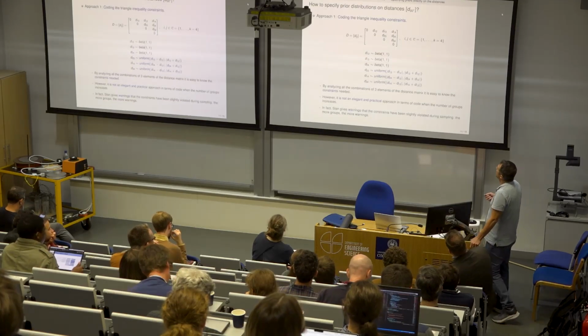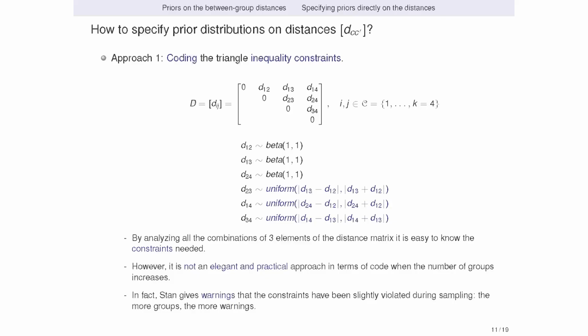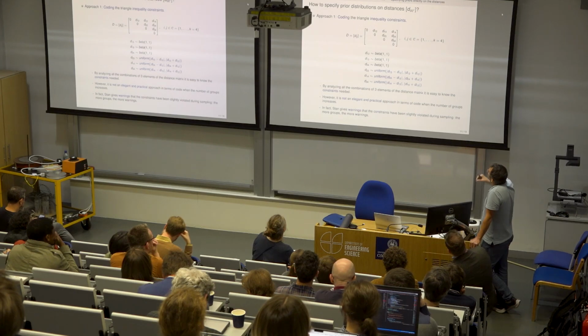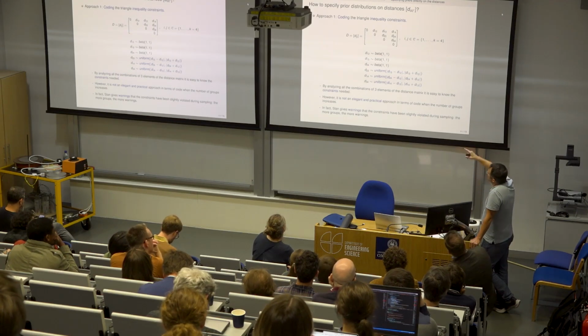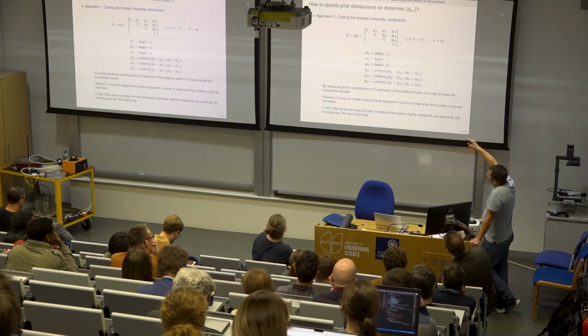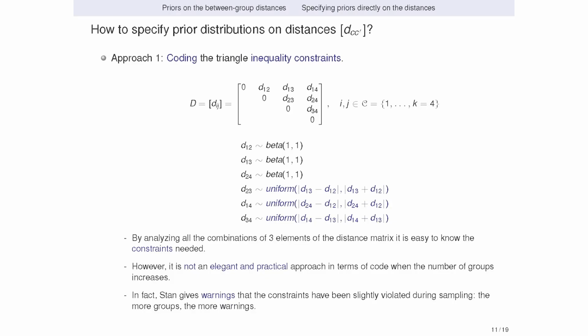Okay, how to specify prior distributions on a distance matrix, which is the main goal of this work. The first approach we implemented is specifying the prior distribution directly on the distances, but constraining some of these priors in order to fulfill the triangle inequality. So for example, with 4 groups, we have 6 different distances between pairs of groups. So we can define independent priors for 3 of the distances, and for the other 3, we have to define constrained prior distributions in order to satisfy the triangle inequality.